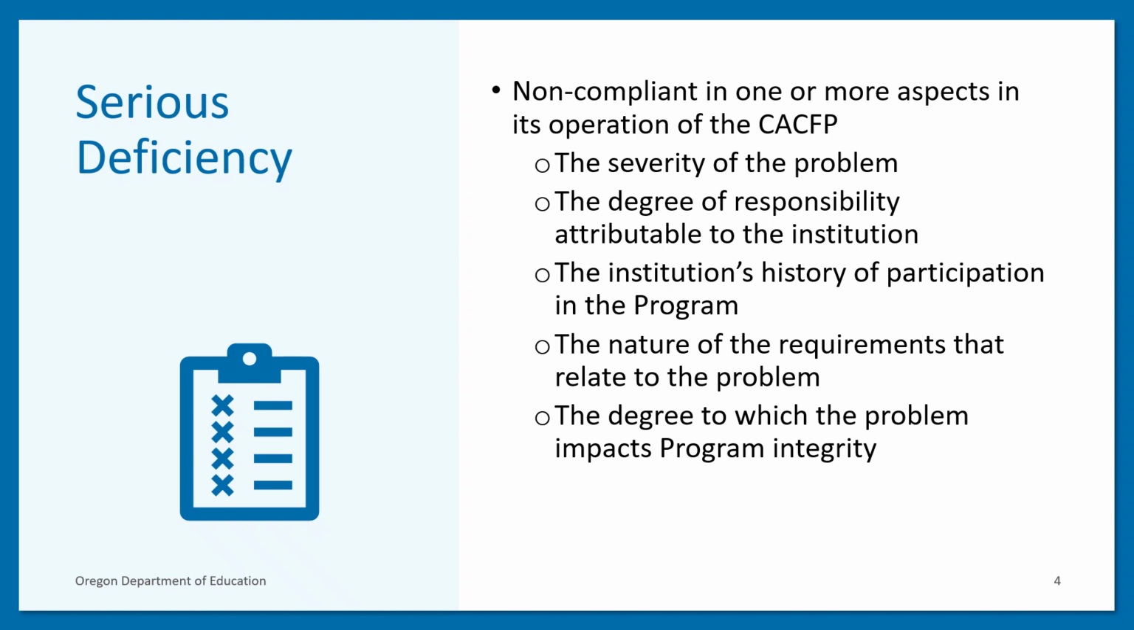Even minor problems may be serious if systemic. Some problems are serious even though they've occurred only once. For example, missing menu items for one day out of the month would require technical assistance, while a second review with the same issue or numerous menu problems on an initial review could rise to the level of a serious deficiency. The degree of responsibility attributable to the institution.